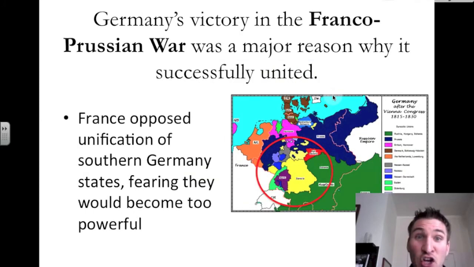And Germany did. Germany's victory in the Franco Prussian War was a major reason why it successfully united. Let's talk about the Franco Prussian War. Franco meaning France, and France opposed the unification of southern Germany states. In this red circle, you see the southern German states that include Bavaria, and France fears that these states, once united, would become too powerful, and France borders these states to the west.